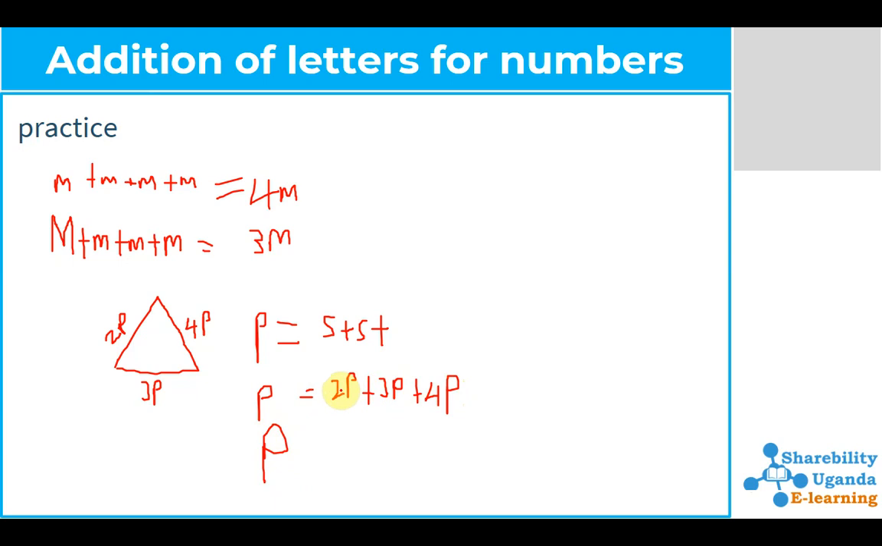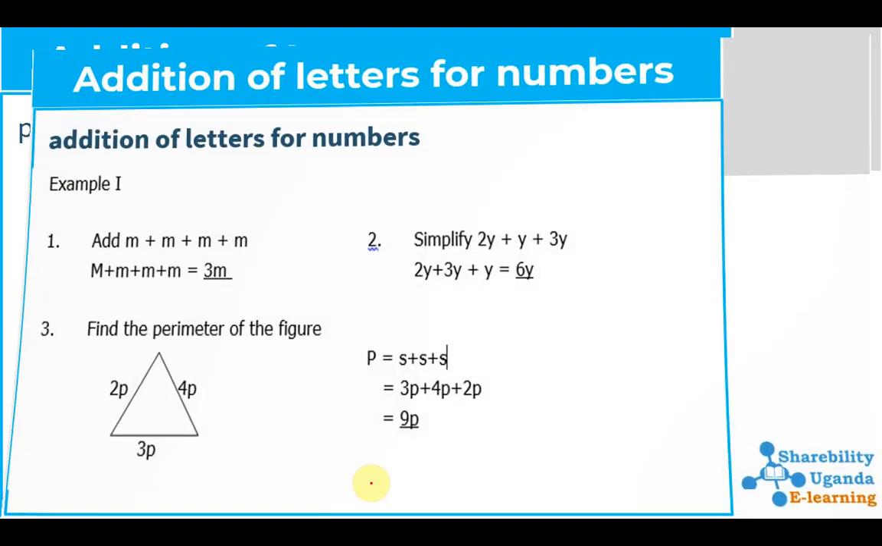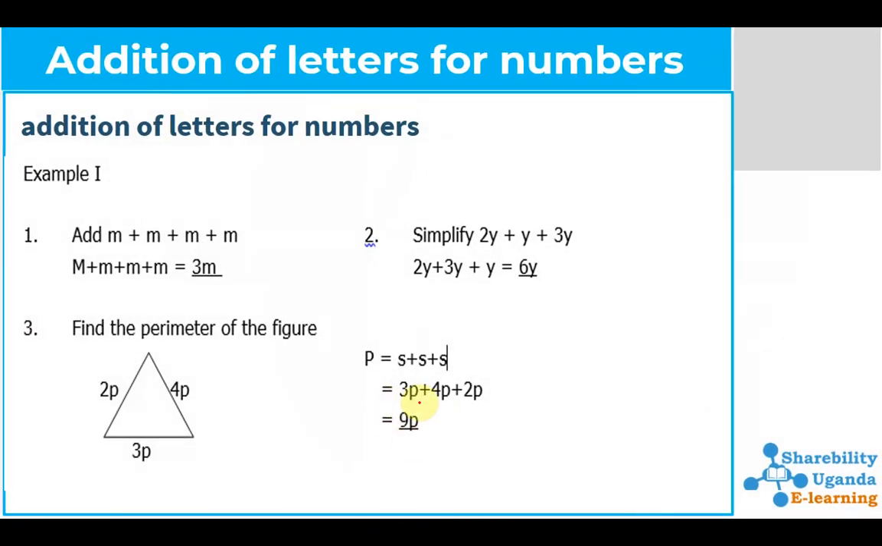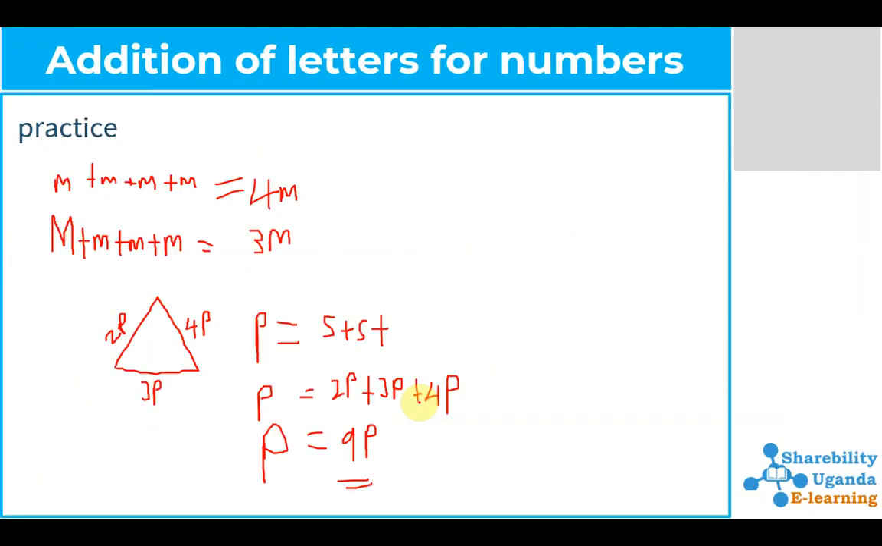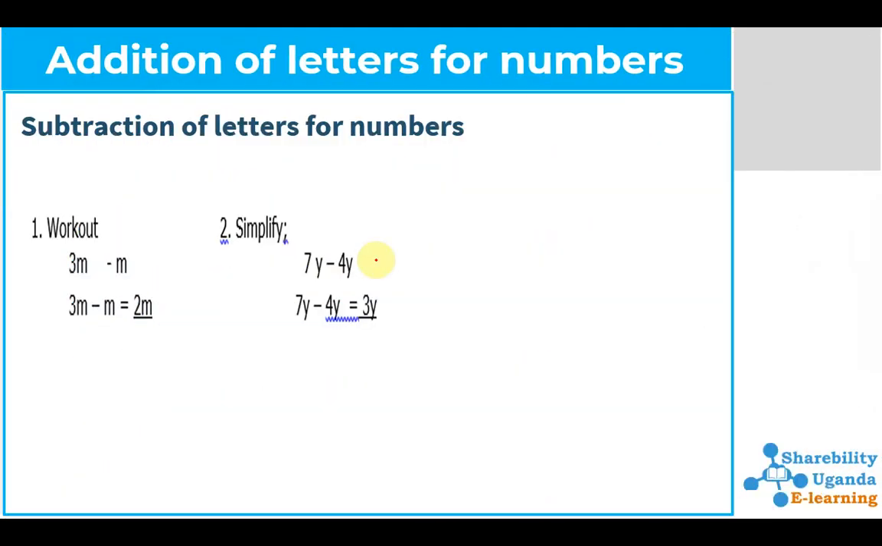What is 2p plus 3p? That is 5p. What is 5p plus 4p? We shall get 9p. So our perimeter will be equal to 9p. Okay, so this is going to be our perimeter. When you look at the answer that they got, it is the same that we have come up with.